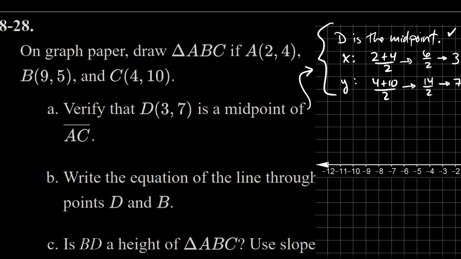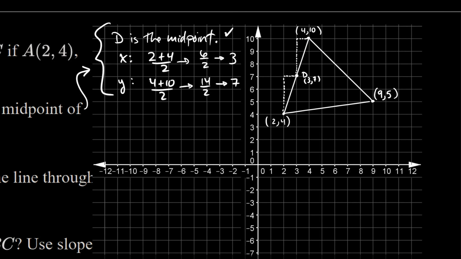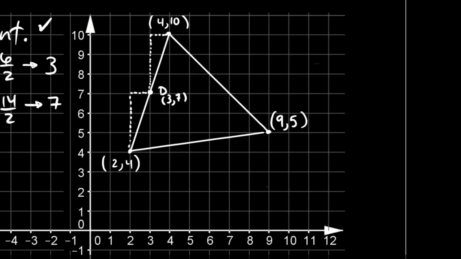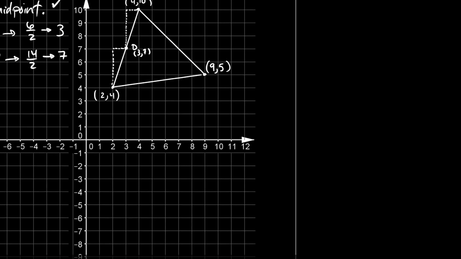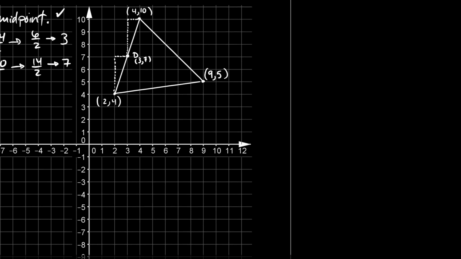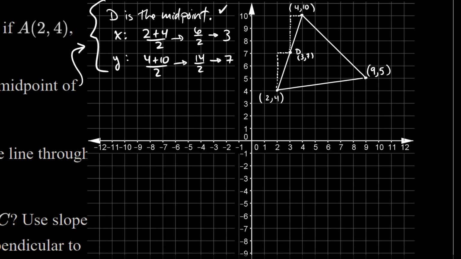The next thing it asks me is to write the equation of the line that goes through points D and B. So D is the midpoint, and B is this other point way over here at 9, 5. So what I'm being asked to do is find the equation of the line that goes through 3, 7 and 9, 5. Okay, and I think we can do that. I guess the first thing we need to do is probably find the slope.